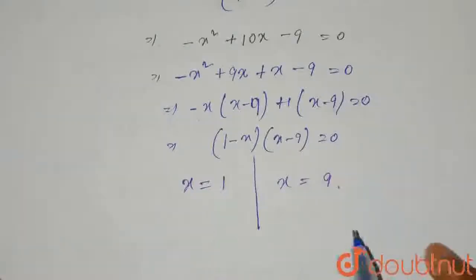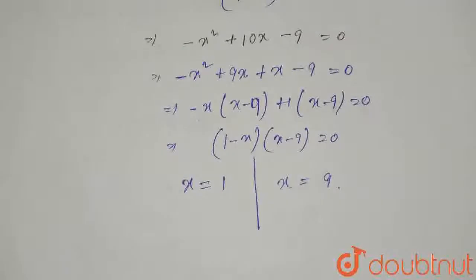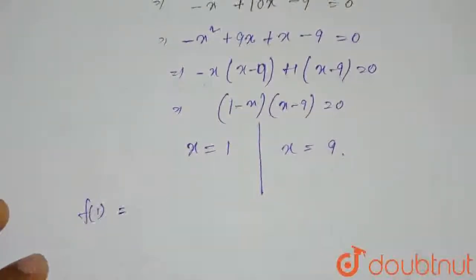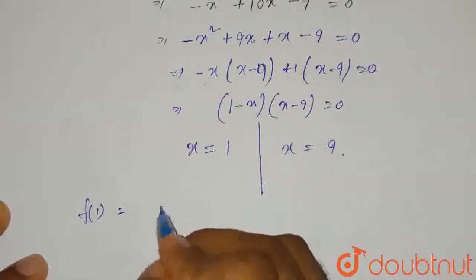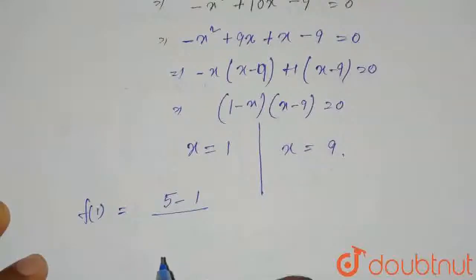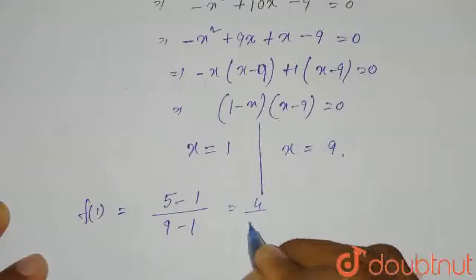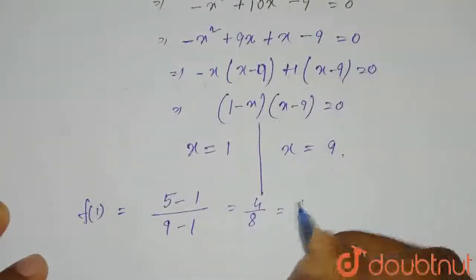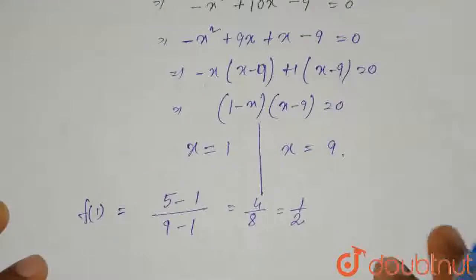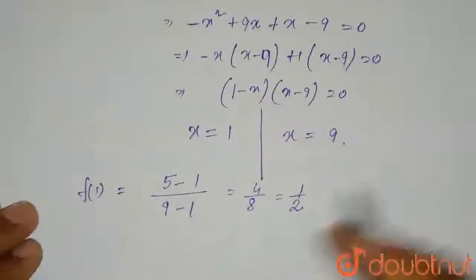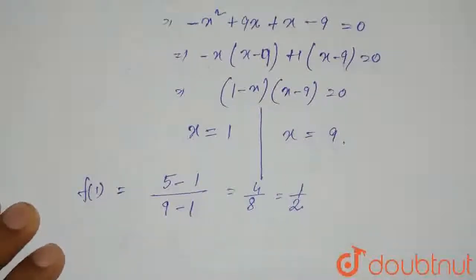Okay, now let's put these values in the function and see at which point out of these two the function is maximum or minimum. So now let's find f of 1. That means in the function we put x as 1. The f of x was given as (5 minus x) divided by (9 minus x squared), so it will be 5 minus 1 divided by 9 minus 1 squared. 5 minus 1 is 4, divided by 9 minus 1, which is 8. It will be equal to 1 by 2. Similarly we could find the value for x equals 9, that means f of 9, but we don't need that.